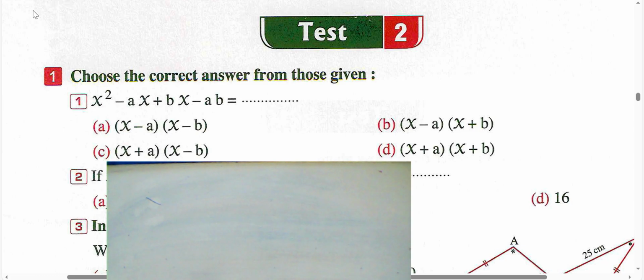Prep 2. Today we'll solve test number 2 from the المعاصر book, November tests. It's test number 2. I solved test number 1 in the last video. Now I will explain test number 2. So you must pay attention to the steps, okay?